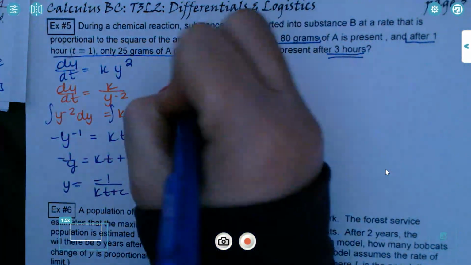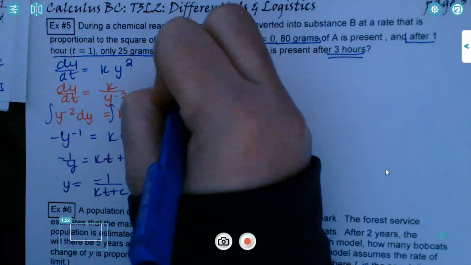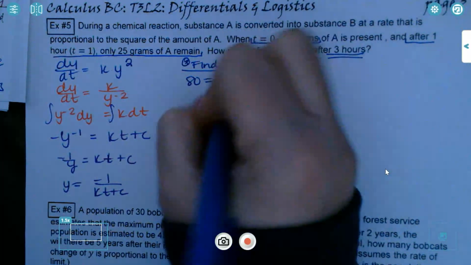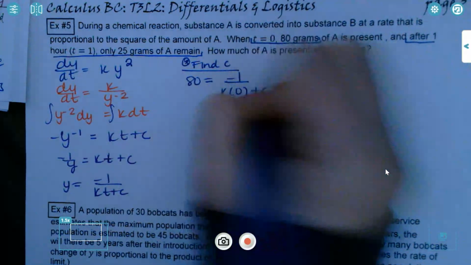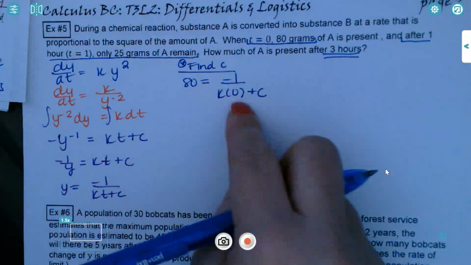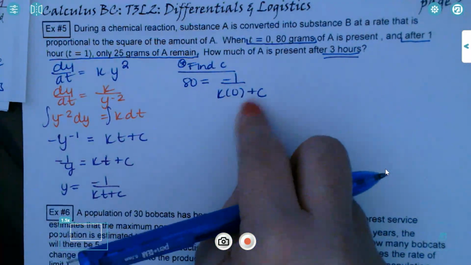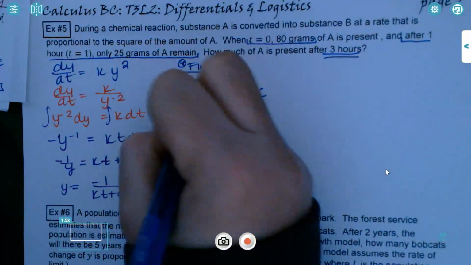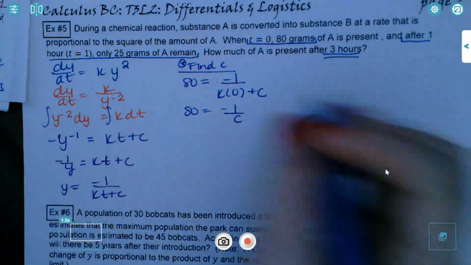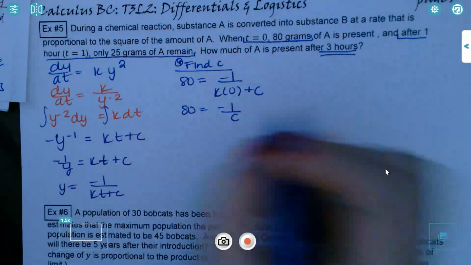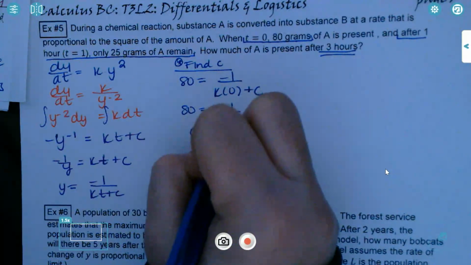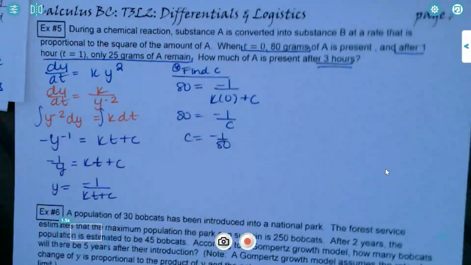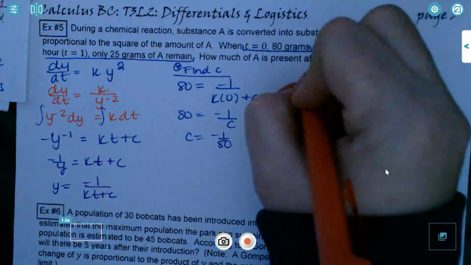All right, so let's find c. We know that's important. We're going to use the first one we have. So 80 is going to equal negative 1 over k times 0 plus c. That makes this really simple. 0 plus c is just going to be c. So we have 80 equals negative 1 over c, and therefore these can just switch places, making c equal negative 1 over 80. That was pretty simple, especially after the last two.